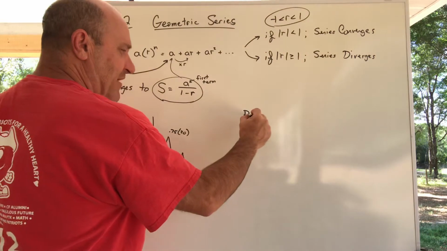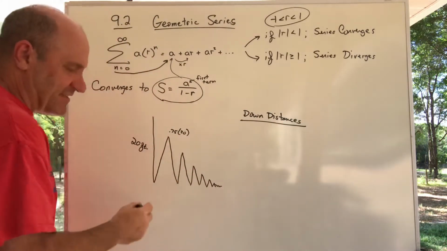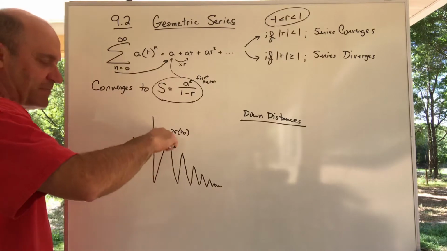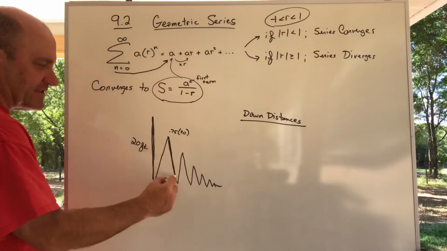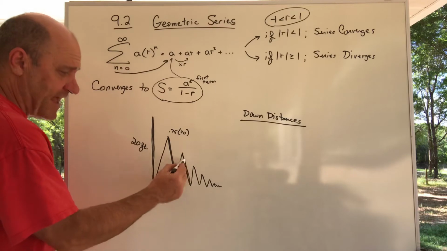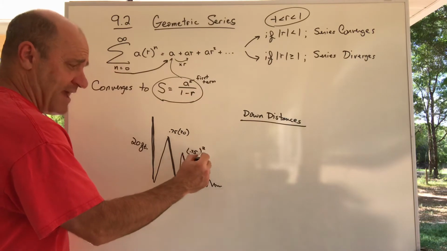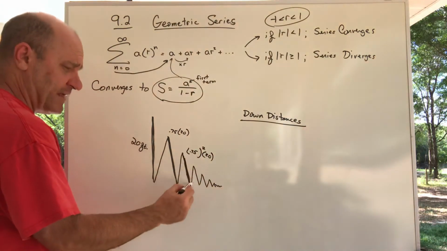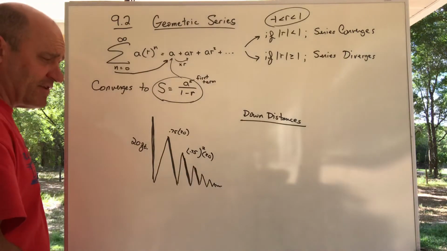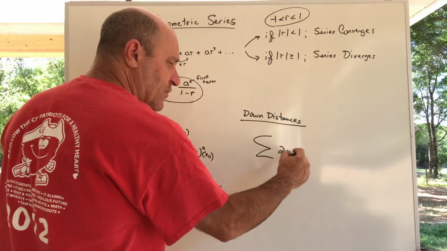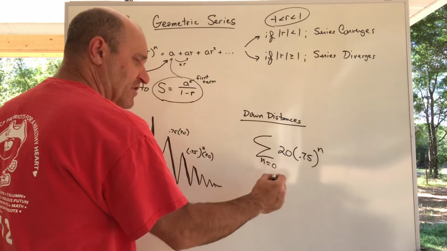What I like to do is just think about the down distances. Because they did say the total vertical distance, so I do have to count the ups and the downs, but let's worry about the downs for now. The first down is 20. The next down is 0.75 times 20. The next down is 0.75 of that, which is 0.75 squared of 20. I think I can write a series for this. It starts at 20. You multiply by 0.75 every time. That would be a geometric series. Then that geometric series starts at 0 and goes to infinity.